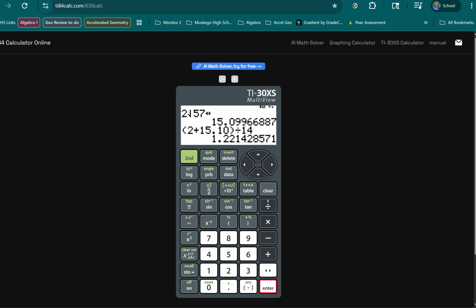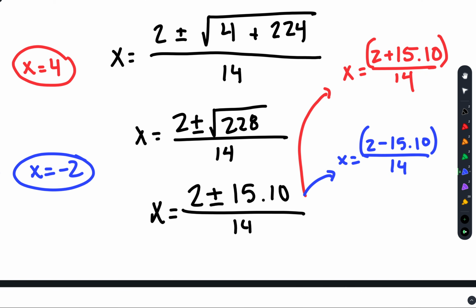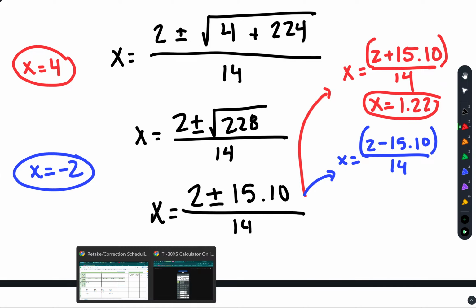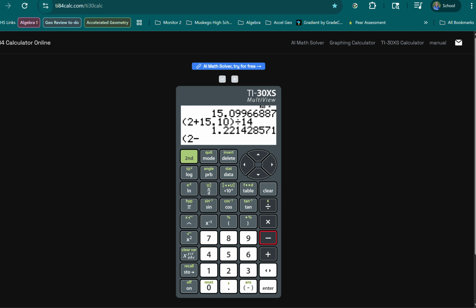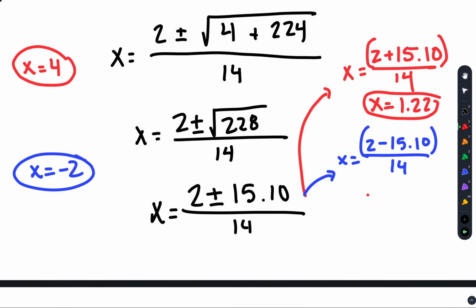You have to. 1.22. Oops. And then again for 2 minus 15.10. Negative 0.94. Two answers. Any questions on this right now?